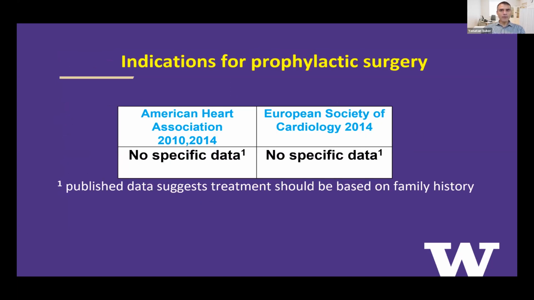And, unfortunately, both the American Heart Association and the European Society of Cardiology guidelines do not specify a certain cutoff for prophylactic root surgery. So we use similar numbers that we use in Loeys-Dietz, around the 4.2 cutoff as well.